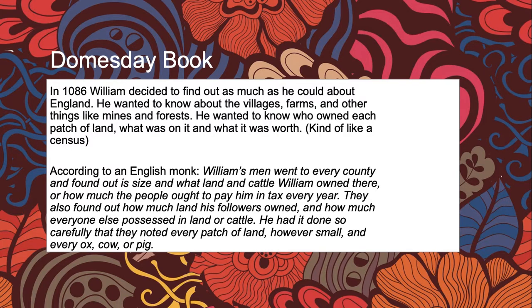He wanted to know about the villages, farms, and other things like mines and forest. He wanted to know who owned each patch of land and what was on it and what it was worth, kind of like a census. According to an English monk, William's men went to every county and found out its size and land and cattle William owned there, or how much the people ought to pay him in tax every year.